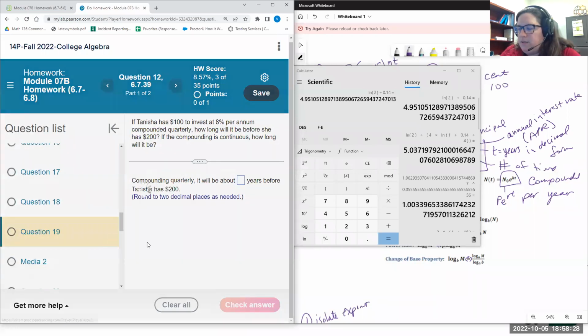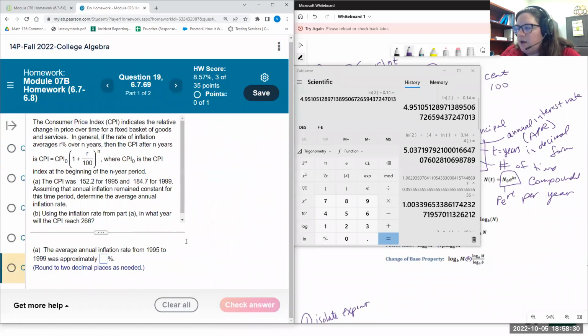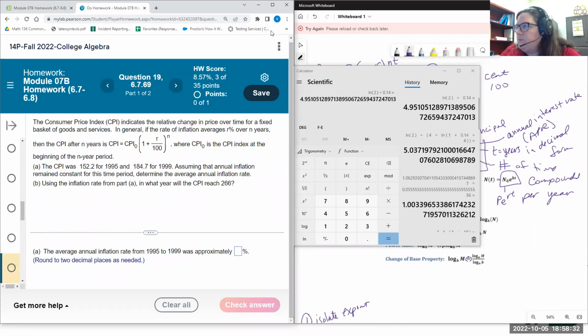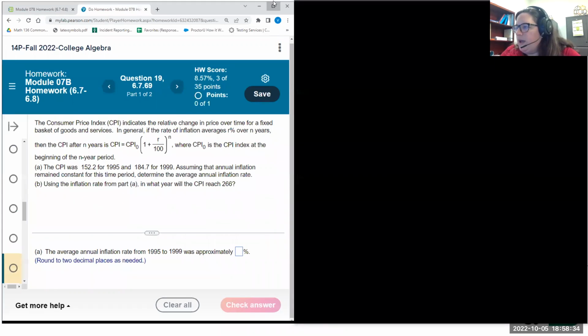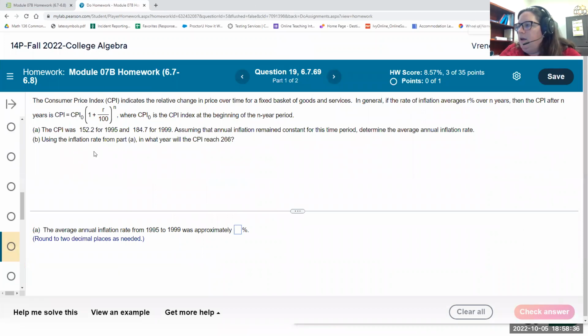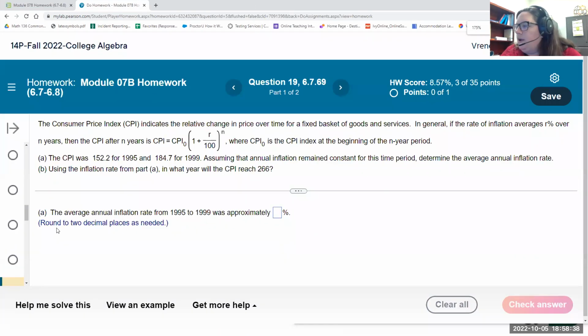number 19, just a little bit to talk about, because this looks big and messy. So we have here a lot of words. I'm going to focus on the formula. We have CPI equals CPI sub 0 times 1 plus r over 100 to the n. But it tells us the CPI after n years. So n is the number of years.